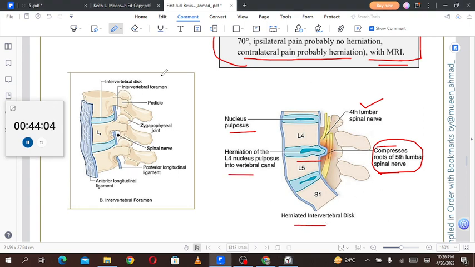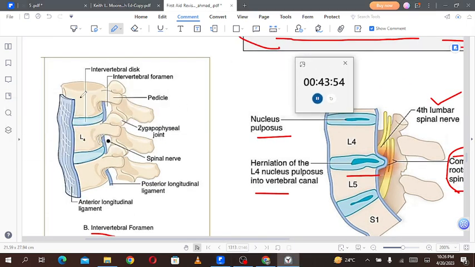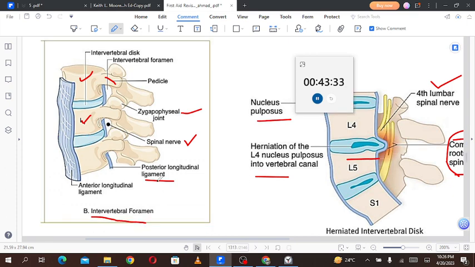In this picture they are highlighting the intervertebral foramen. What is meant by that? The intervertebral foramen is a space. This is the intervertebral disc, this is a vertebra, and between the two vertebrae we have the intervertebral disc. Then this particular thing is called the pedicle, and that is the zygapophyseal joint. Then we have the spinal nerve over there, and the posterior longitudinal ligament is behind that. That is a thin ligament, so there is a possibility of herniation from this side. I guess this is the intervertebral foramen from which the nerve roots come out. Okay, moving forward.